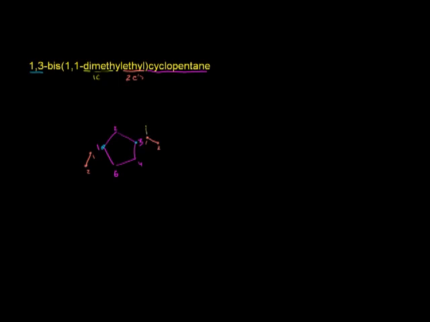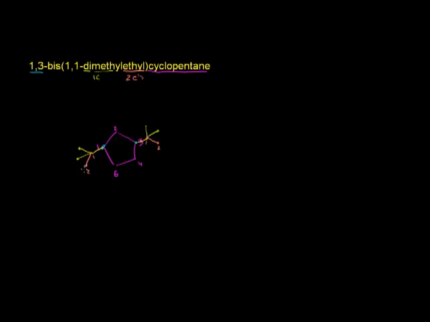So you have 1 methyl here, and then you have another methyl there. Same thing over here. You have 1 methyl on the 1 spot, and then you have another 1 methyl on the 1 spot. And then you are connected at positions 1 and 3. So you're connected there, and you are connected right over there. And you're done. That's it. That is our structure.